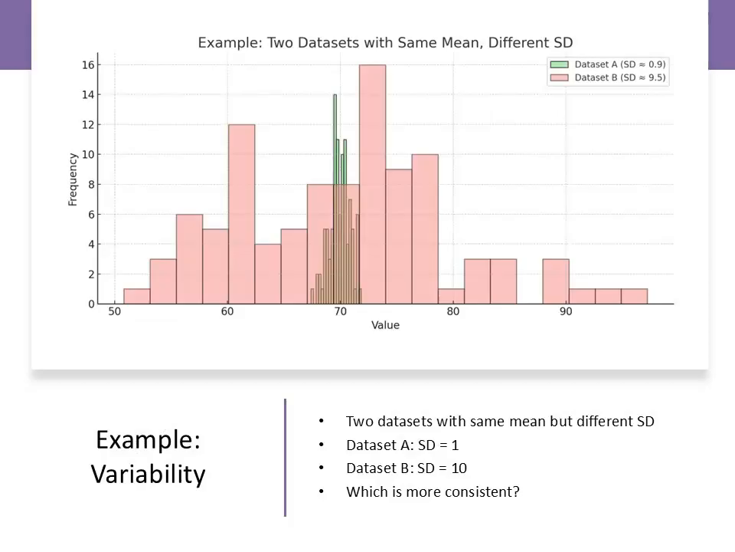Here's an example. Two datasets might both have a mean of 70, but one has a standard deviation of 1, and the other has a standard deviation of 10. In the first dataset, most values are close to 70. In the second dataset, values are much more spread out. This is why we report standard deviation, to give the full picture of data consistency.